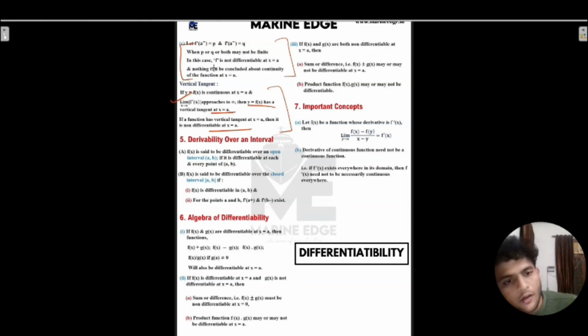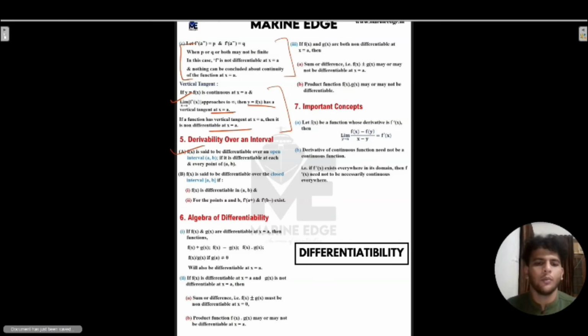Yes, derivability over an interval. f(x) is said to be differentiable over an open interval (a, b) if it is differentiable at every point, which is similar to what we have studied about continuity in a given bounded interval. Yes, f(x) is said to be differentiable over the closed interval [a, b] if f(x) is differentiable in (a, b) and for the points a and b, f dash a plus and f dash b minus exist.